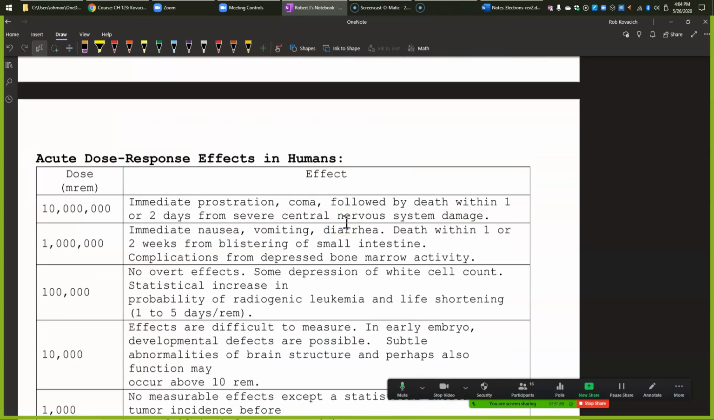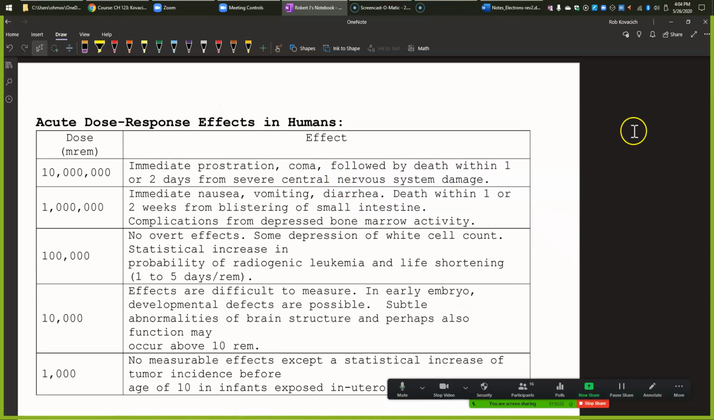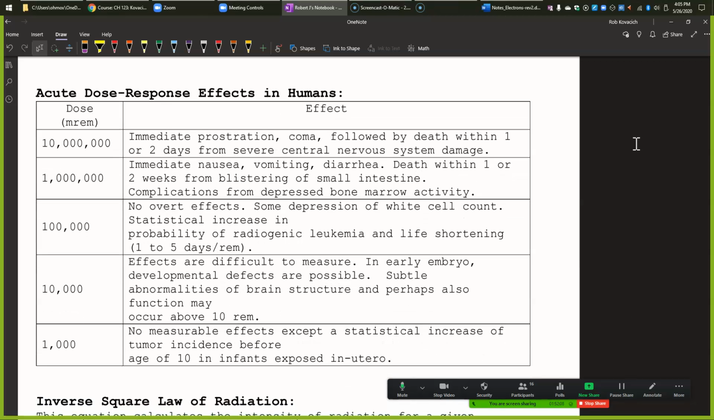Okay, so let's talk about this table. This is the last thing we'll talk about today. All right, so this is acute dose response effects in humans. So what's this word mean? Big, but in a short period of time. The size doesn't have anything to do with it. It's all at the same time. Right. We're okay with that? So this is, I get hit with all this.